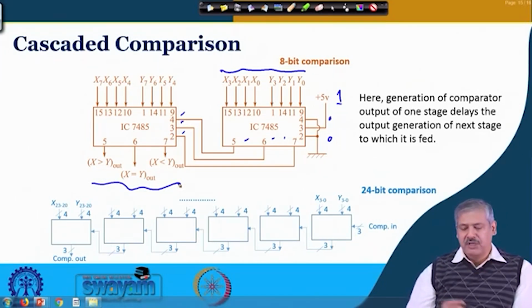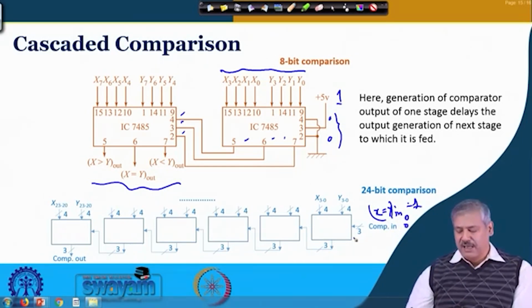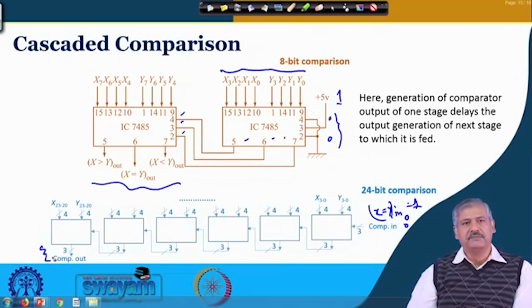Now, if you look at, say, 24-bit comparison, how will you go about it? You will be requiring 6 such ICs. For the first one, you will be connecting it in this manner, that is, the input pin number 3, that is x equal to y in, will be high and the other two will be 0. After that, you connect the way you have connected it. The final output will be generated from here, and in this case the final output generation will depend on the logic operation done in previous cases.